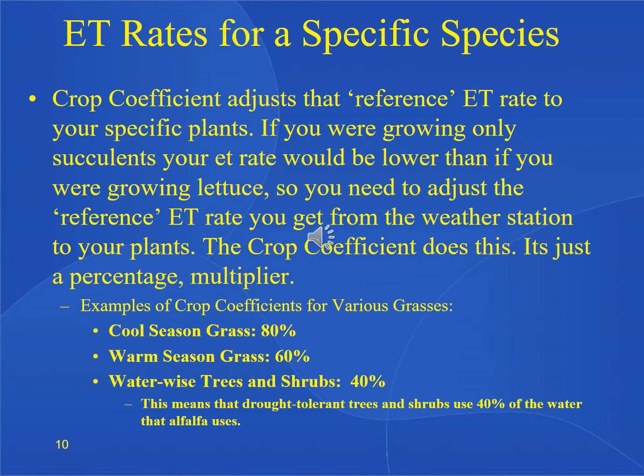Crop coefficients adjust that reference ET rate to your specific plants. So an example: a cool season grass uses 80% of the ET rate that you get off of the weather station. A warm season grass uses 60%. Water-wise trees and shrubs, like Mediterranean, somewhat drought-tolerant trees and shrubs, only use 40%. Natives, even less. So water-wise trees and shrubs, and maybe some Mediterranean shrubs, use only 40% of the water that alfalfa uses. That means the ET rate has to be ratcheted down by that much for it to be accurate, so you can determine how much water your system should apply in your irrigation.